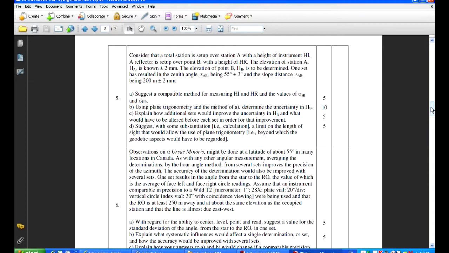It was expecting you to look at a profile view of the situation where you have a right triangle created by the elevation angle or the zenith angle, depending on which way you can look at it. The opposite side, which is the height difference between the center of the instrument and the center of the reflector, and then the height of instrument and height of reflector would bring you down to the 2 round marks, and therefore allow you to calculate the mark-to-mark distance or the height difference, depending on what you're doing with the question.